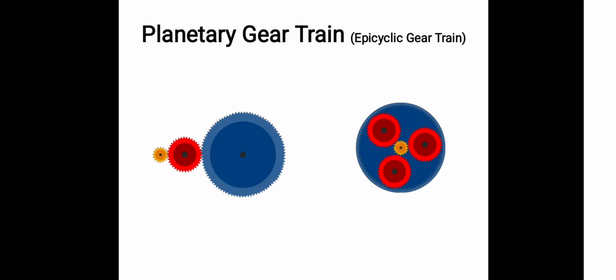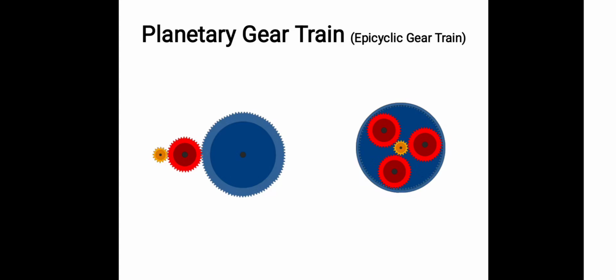Gears that rotate themselves while also rotating another gear are called planetary gears. It consists of three kinds of gear. One is the sun gear, a smaller gear mounted at the center of the gear train. Then around the sun gear we keep 3 or 4 planetary gears, depending upon the requirement. These planetary gears are mounted inside a ring gear.